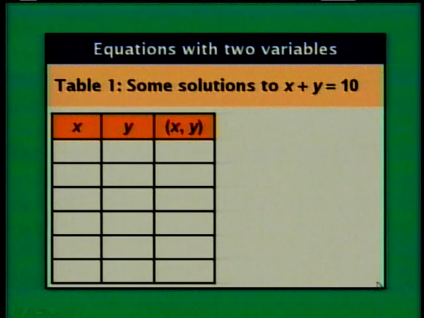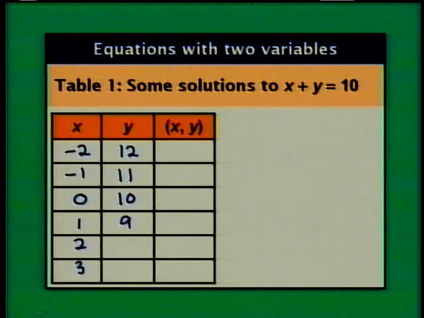Now I'm just going to arbitrarily choose some values of x. I'm going to choose -2, -1, 0, 1, 2, and 3. And I'm still looking for numbers that sum to 10. So -2 plus 12 sums to 10, -1 plus 11, 0 plus 10, 1 plus 9, 2 plus 8, and 3 plus 7. So when I look at the table, I actually do see a pattern.